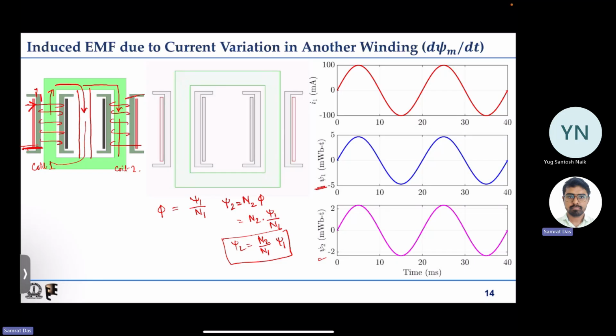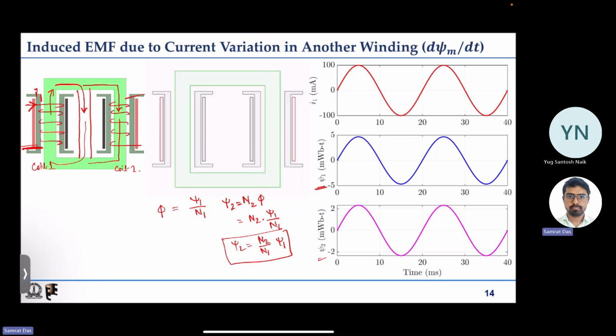To be told, psi 1 and psi 2 can be different, due to a different number of turns, or due to some other alternate flux path, right? Is my screen visible? Yeah, now it has come back. So psi 2 is also changing with time.